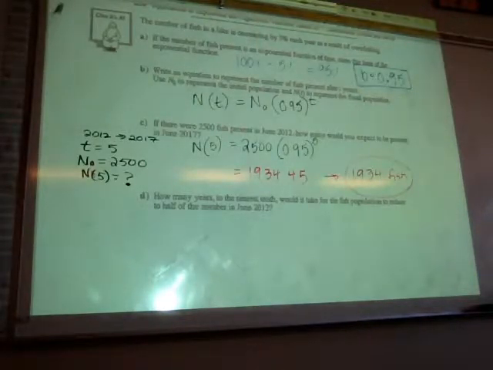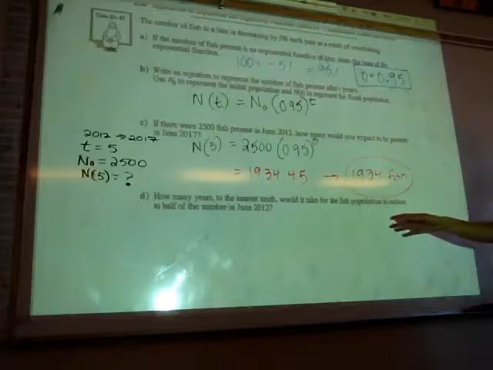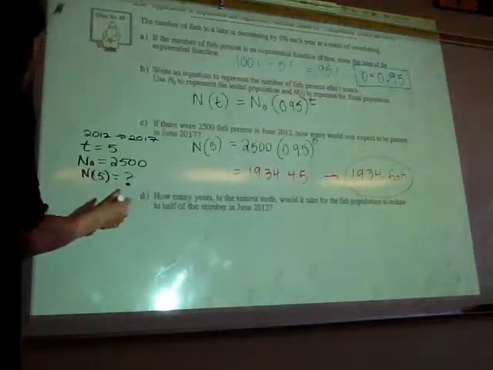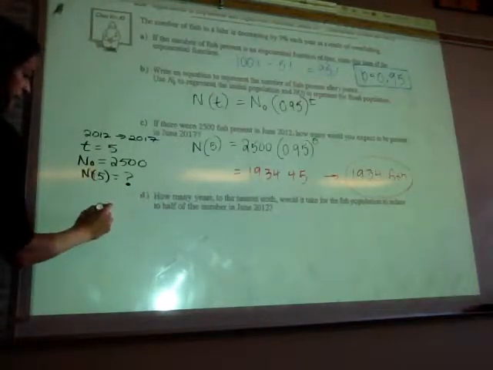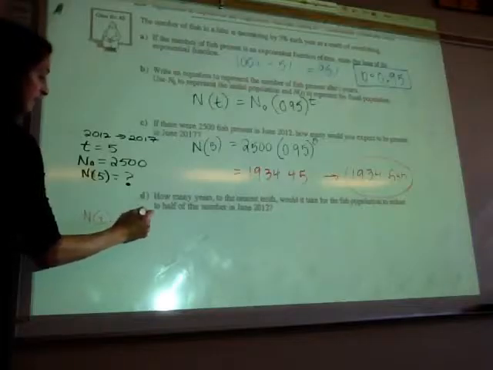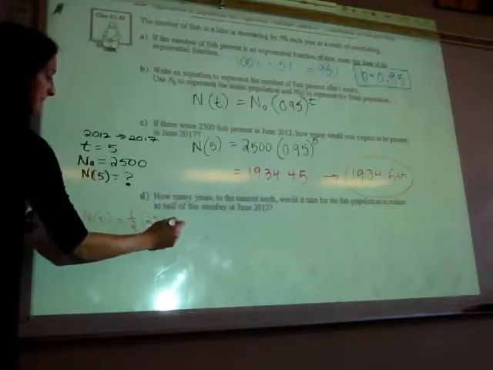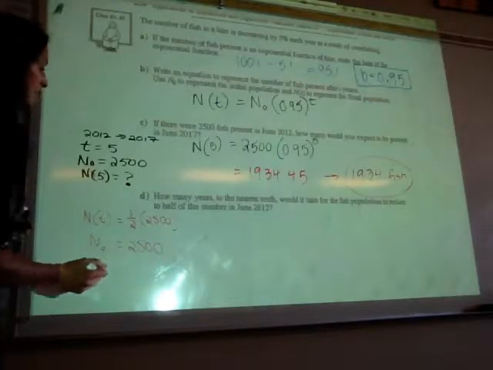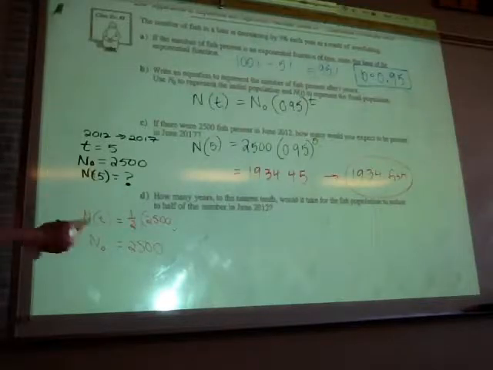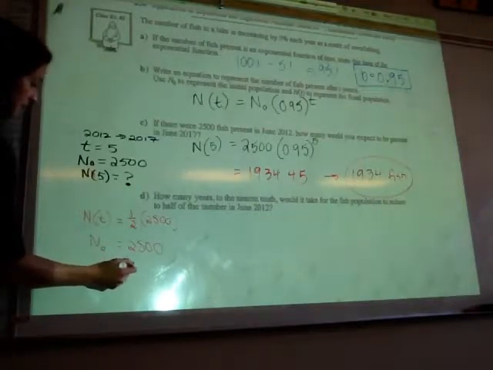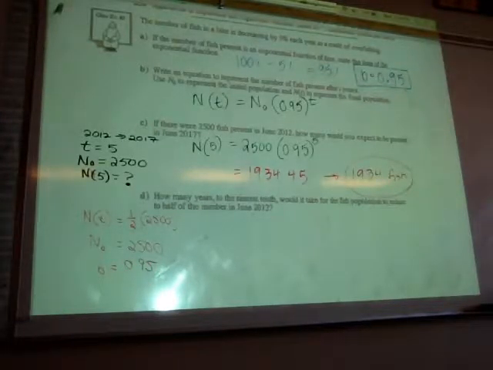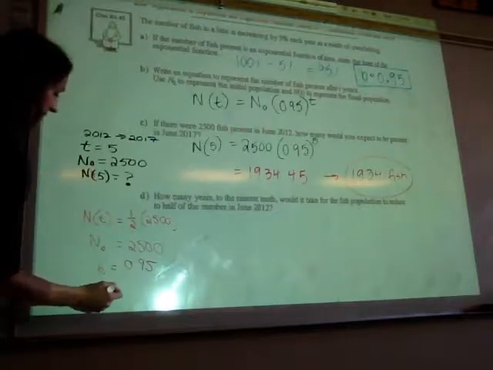Part D. How many years would it take, to the nearest tenth, for the fish population to reduce to half of what it started with in 2012, which was 2,500? So this time, N of t is going to be equal to half of the original population, and N of 0 is still 2,500. Keep in mind the growth or decay rate stays the same, and we're looking for t in years.